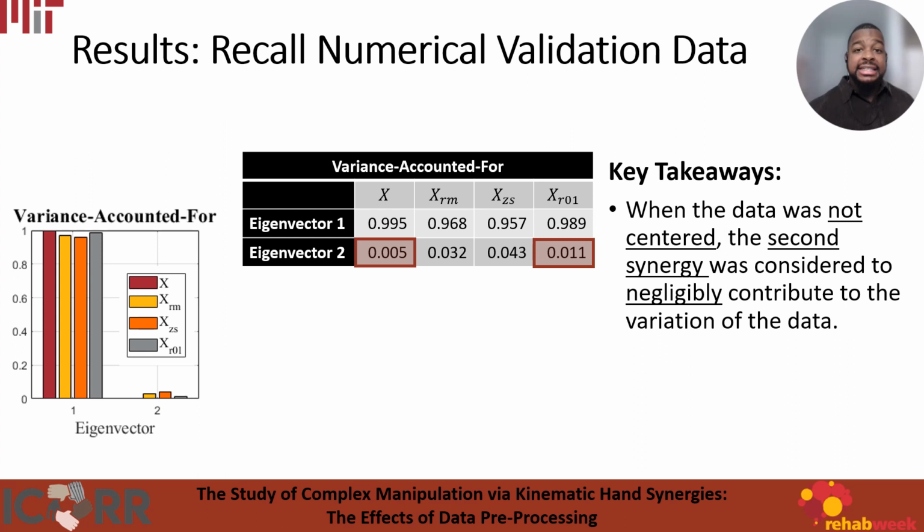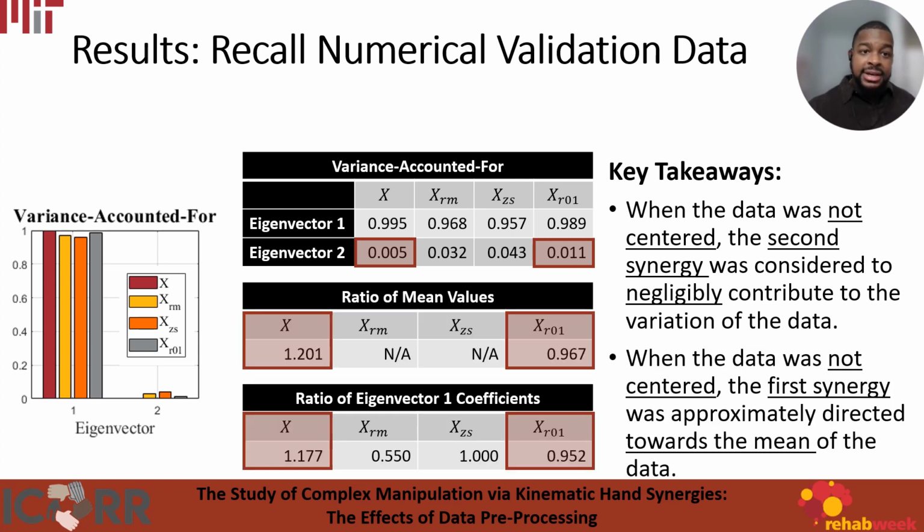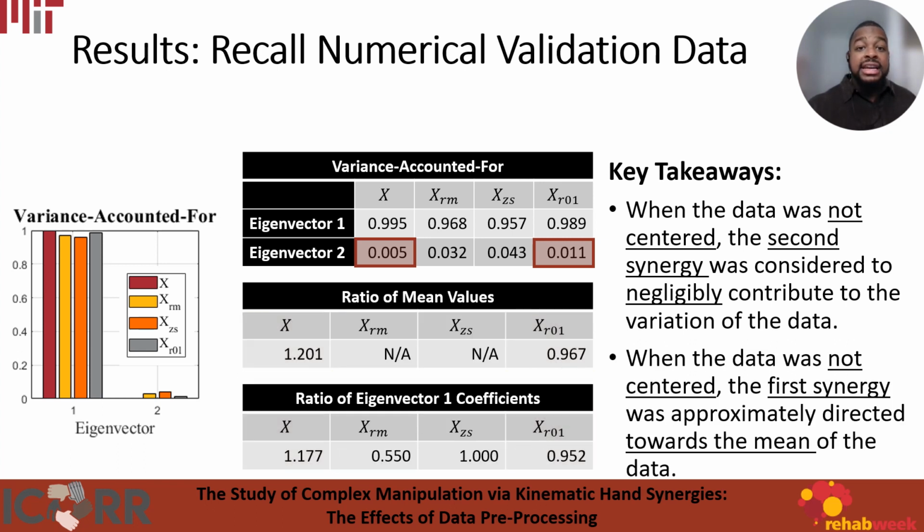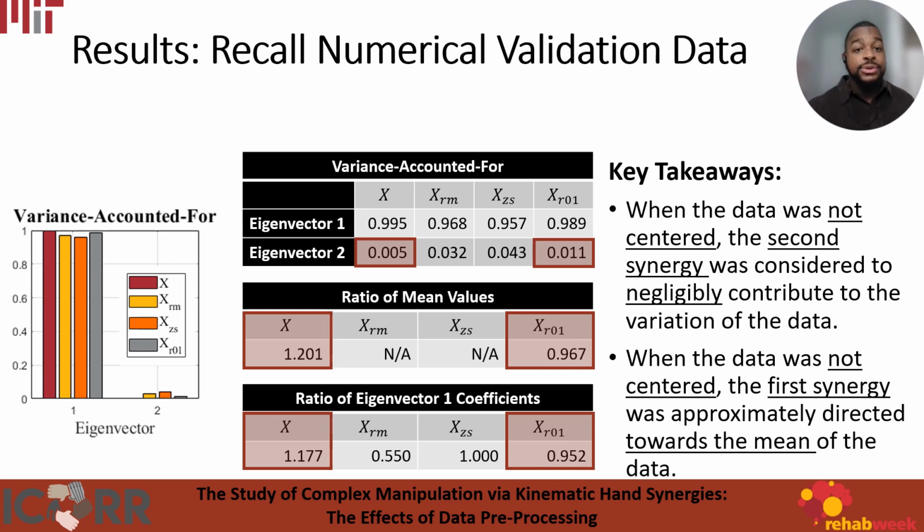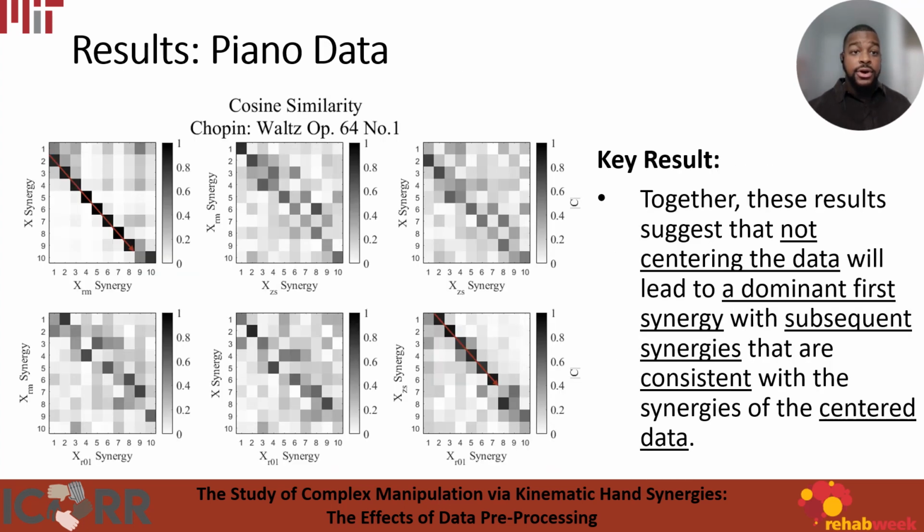Recall from the numerical validation data, when the data was not centered, the second synergy was considered to negligibly contribute to the variation of the data. This is shown on the graph on the left in red and gray and in the table highlighted below. Additionally, recall that when the data was not centered, the first synergy was approximately directed towards the mean of the data. This was shown by the similarity of the ratio of the mean values in the data and the ratio of the first eigenvector coefficients, highlighted in the two tables here. So, with those insights in mind, the high similarity in the off diagonal suggests that not centering the data will lead to a dominant first synergy with subsequent synergies that are consistent with the synergies of the centered data.